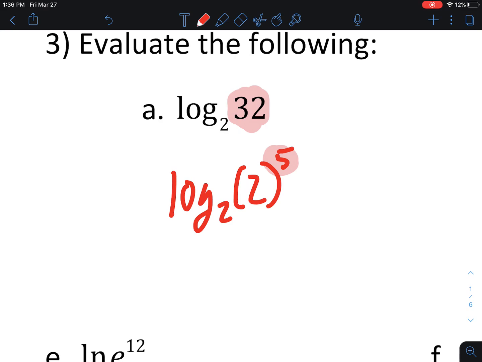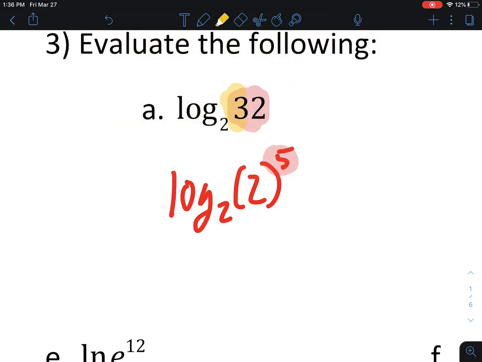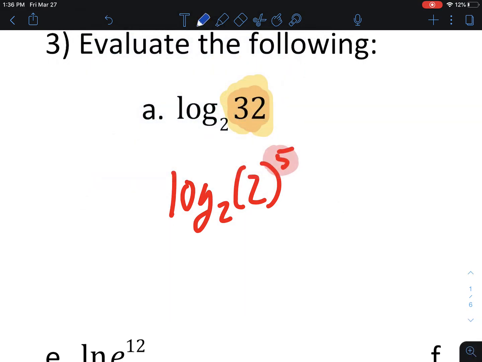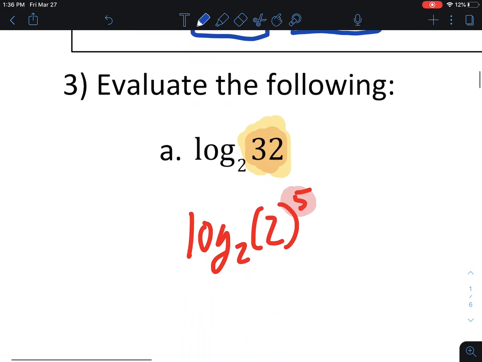I didn't change anything other than 32 is really 2 to the 5th. I just rewrote it in a form that looks nicer for me, right? I just took this thing and rewrote it. Nothing different. Still means the same problem. 2 to the 5th is 32. I could rewrite it as 32, and it would be the same thing. But why is this helpful? This is helpful because of which property? It's property number 3, which is one of my favorites. Okay?